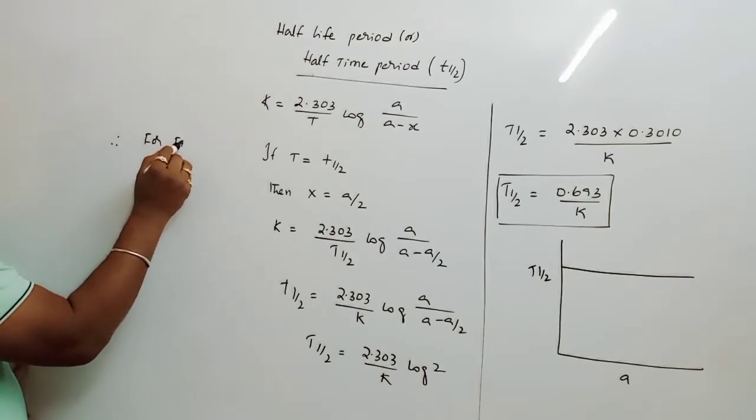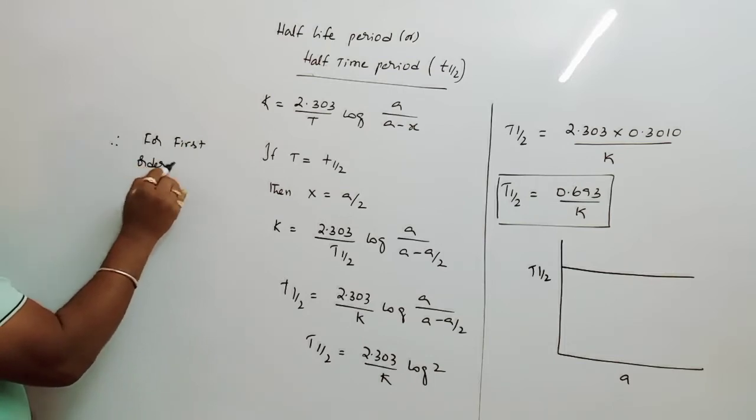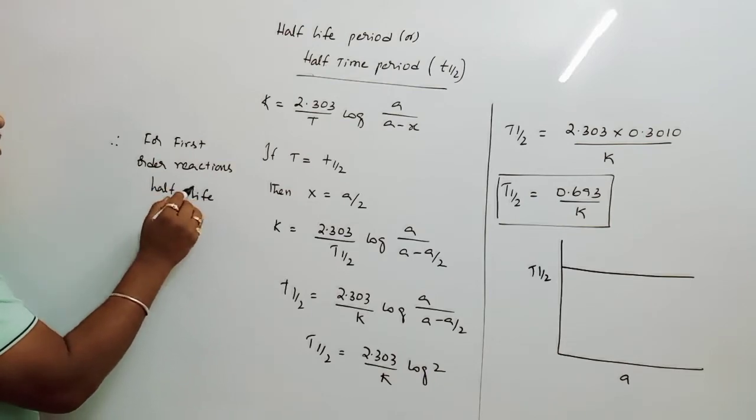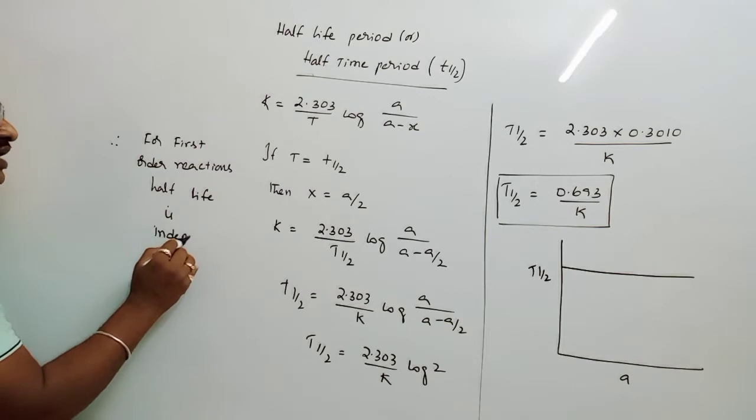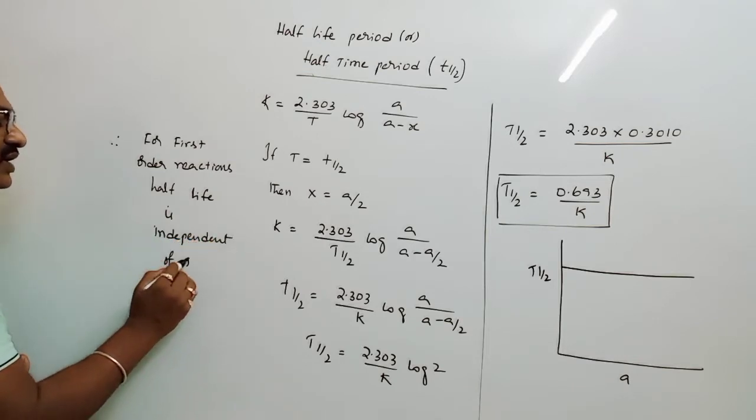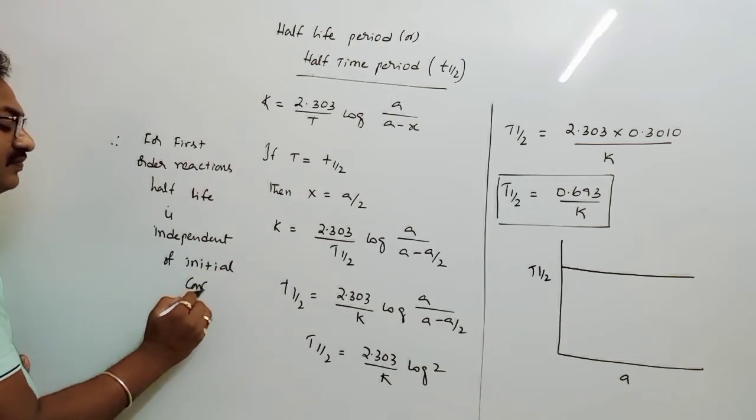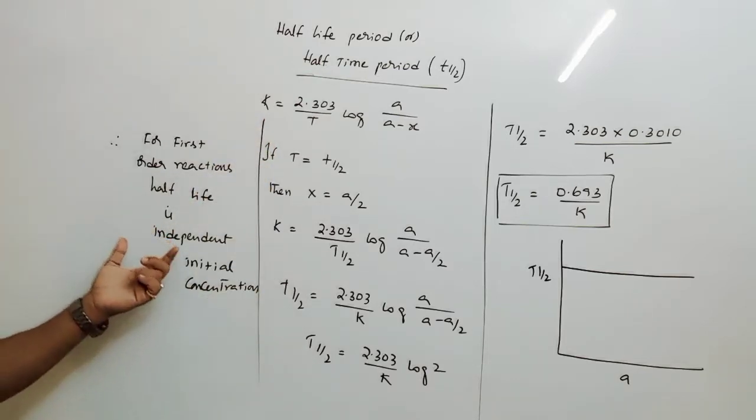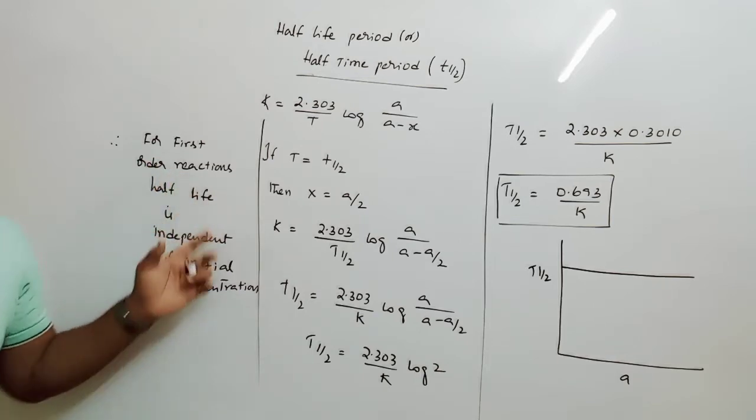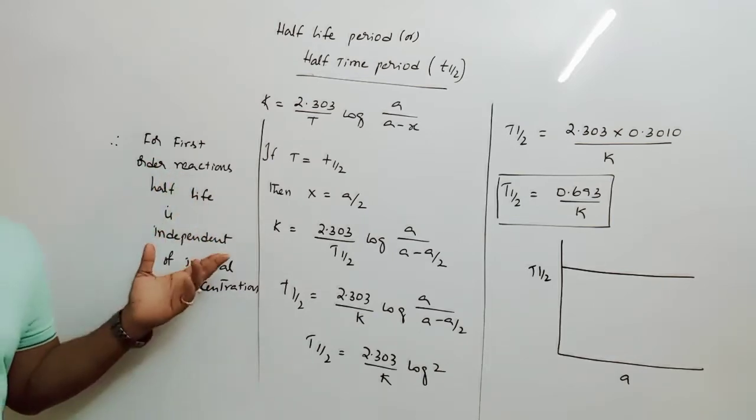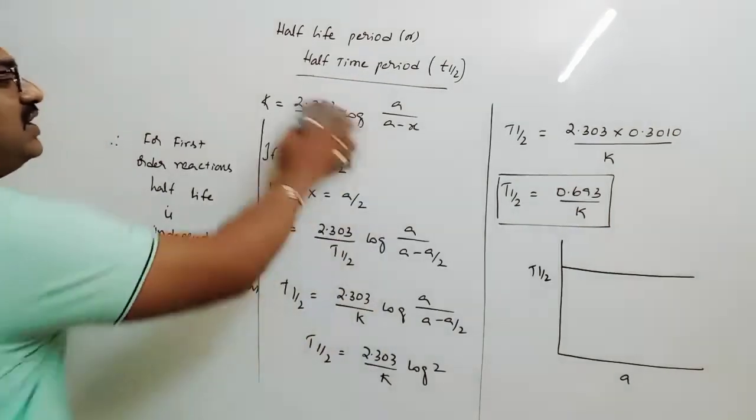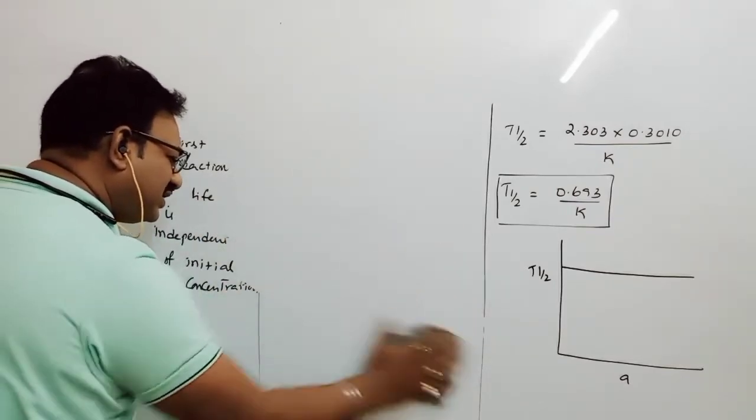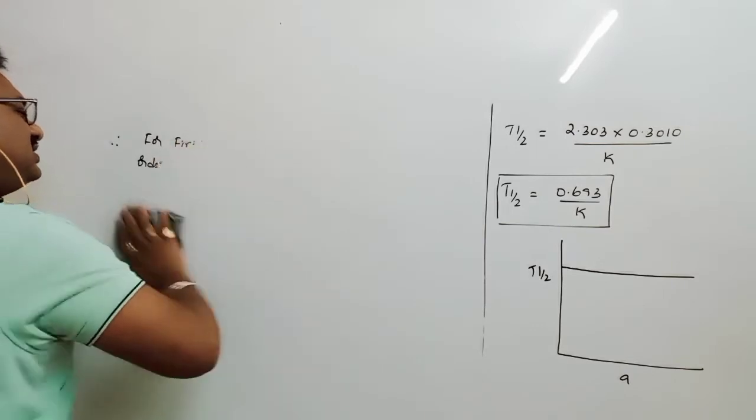For first order reactions, half life is independent of initial concentration. Right? For first order kinetics, half life is independent of initial concentration. So that's it. Look, it's about half life period or half time period. Now, let me go through some examples, and after that, some calculations based on first order kinetics. Listen carefully.